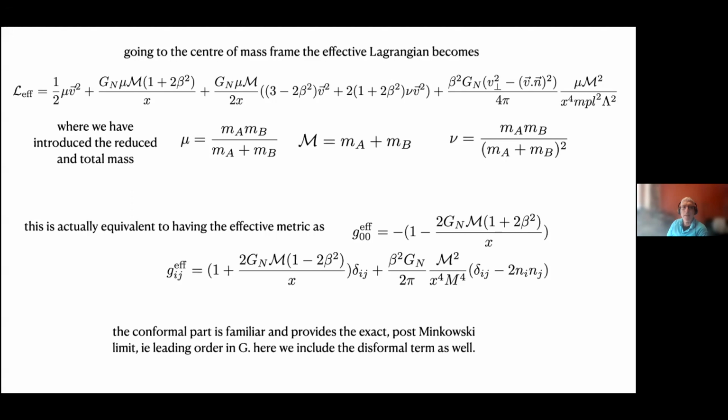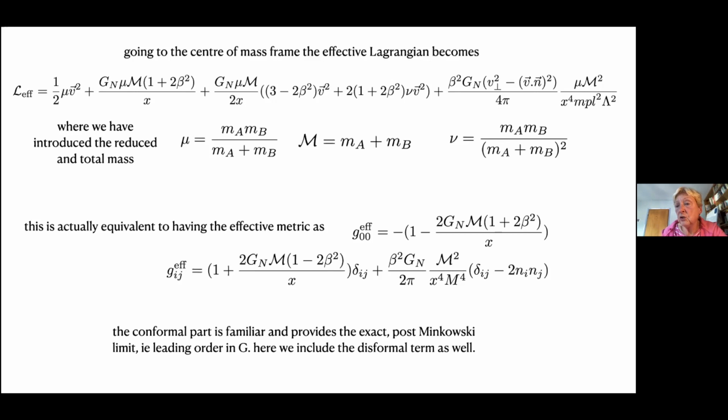And I realize there's a typo in my transparency. This should be capital M squared, not M Planck squared, lambda squared. I'm sorry about that. A slight change of notation going on. This effective Lagrangian is equivalent to having an effective metric. Ordinarily, in this expansion, you'd have the G00 as 1 minus 2GN total mass over x. Now it's modified to 1 plus 2 beta squared.